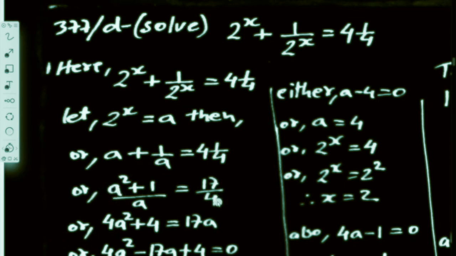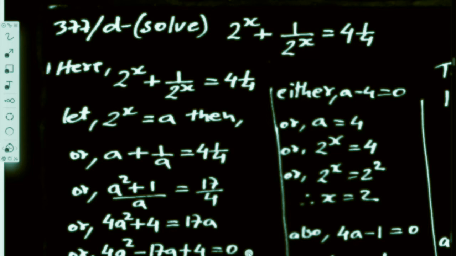Here 4 into a is 4a square, plus 4 into 1 equals plus 4, equals 17 into a, 17a. Now this side should be changed: minus 17a. If we change sides, the sign should also be changed; plus changes into minus and minus changes into plus. So 4a square stays as usual, and 17a changes sign. We get 4a square minus 17a plus 4 equals 0. Now this is in our simple expression.